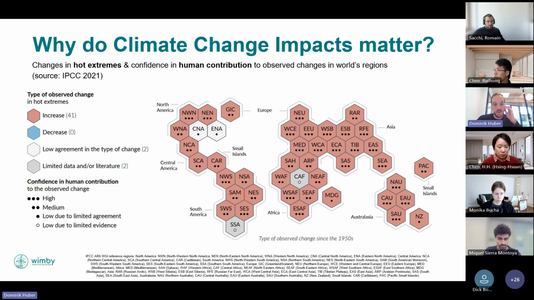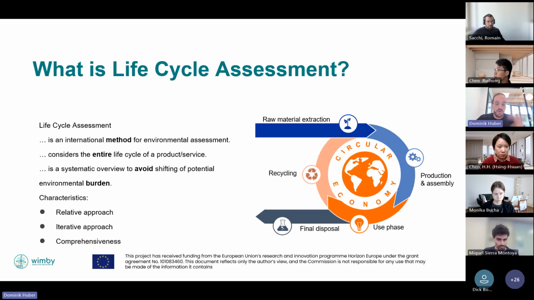I will now continue with a proper assessment, one of the many assessments that we did. We have heard this term a couple of times throughout the presentation, but I think we have not heard the definition of the methodology. So I will start with this.